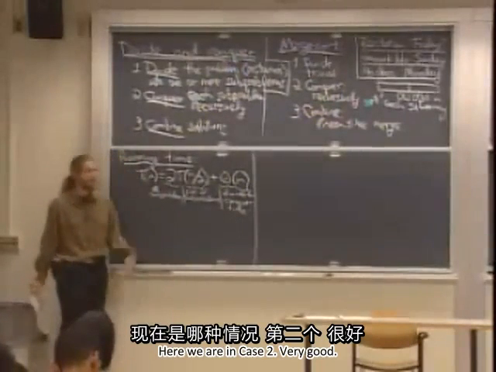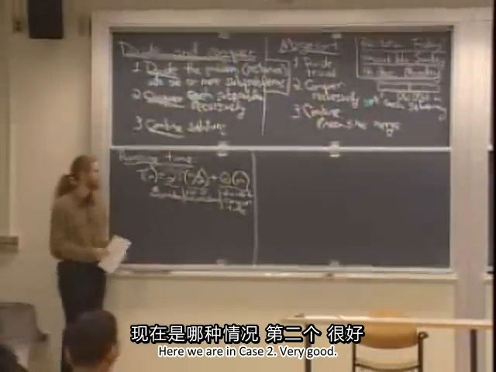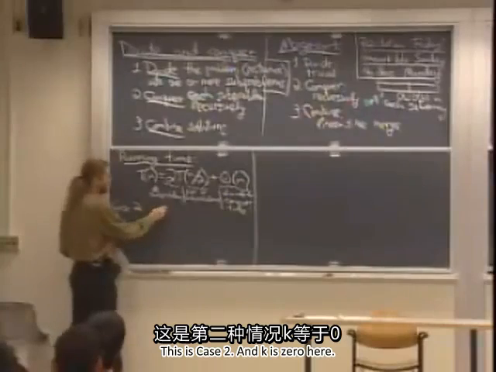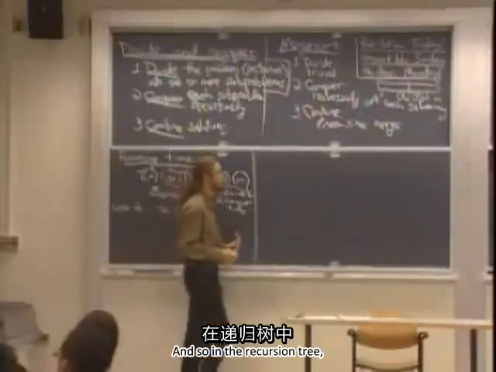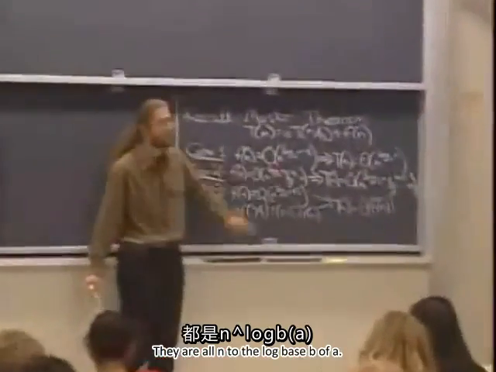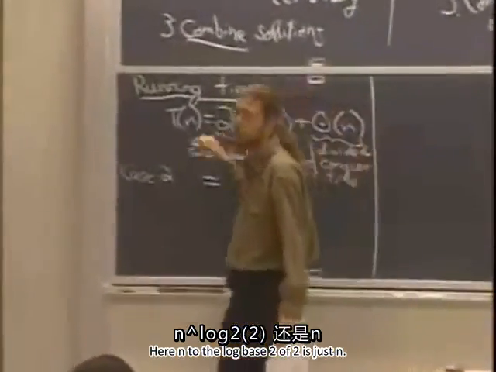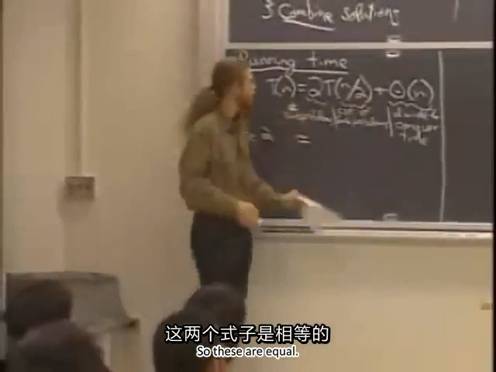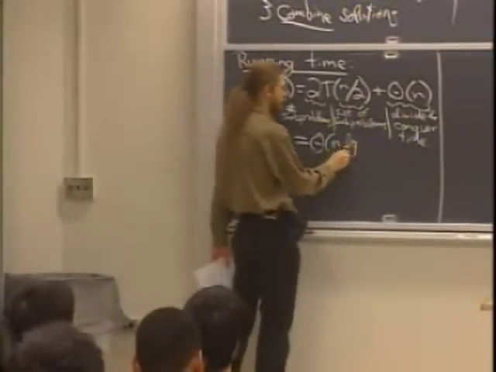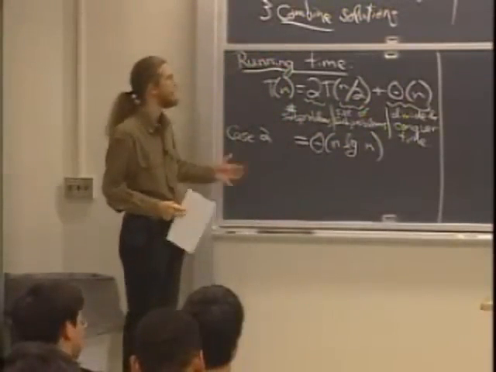Here, we are in case 2. Very good. This is case 2. And k is 0 here. And so in the recursion tree, all of the costs are roughly the same. They're all n to the log base b of a. Here, n to the log base 2 of 2 is just n. So these are equal. So we get an extra log factor because of the number of levels in the recursion tree. Remember the intuition behind the master method. So this is n log n, and that's good.